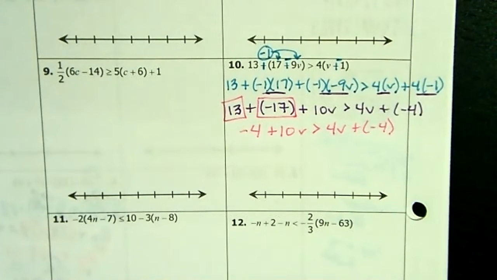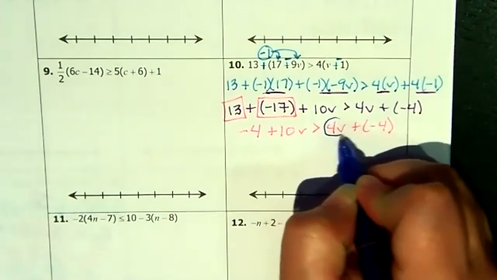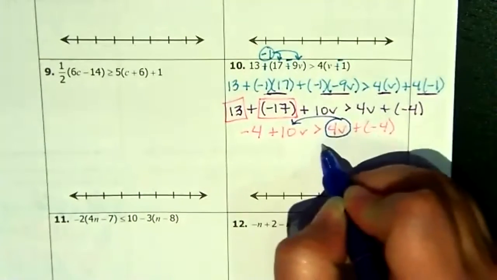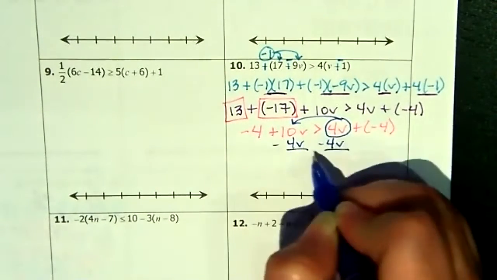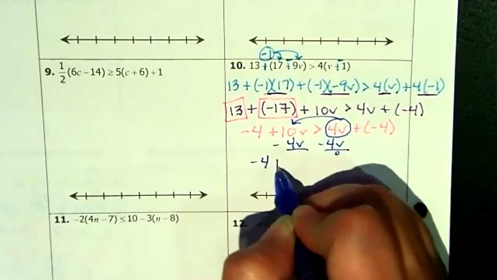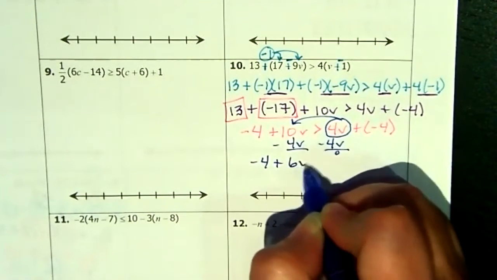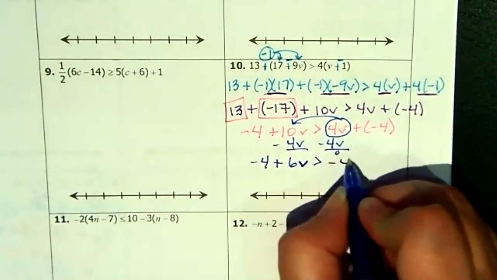And remember, we want to get all the variables on one side. So I'm going to move the 4v to the left. So I'm going to subtract 4v from both sides. And this equals 0. So now I'm going to have negative 4 plus, this is 6v is greater than negative 4.